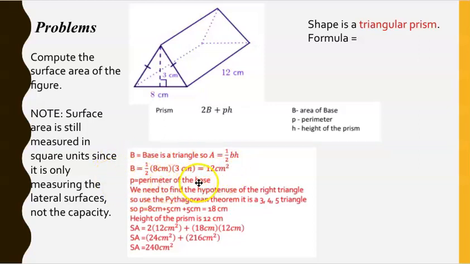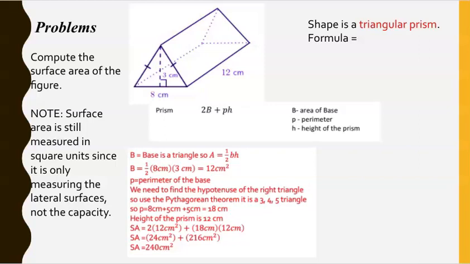Now we want the perimeter of the base, so we need the distance around the outside of the base. In order to do that, we need to find the hypotenuse of the right triangle. We use the Pythagorean theorem, and it's a 3, 4, 5 triangle. So the perimeter of the base is 8 centimeters plus 5 centimeters plus 5 centimeters, which is 18 centimeters. The height of the prism is 12 centimeters.